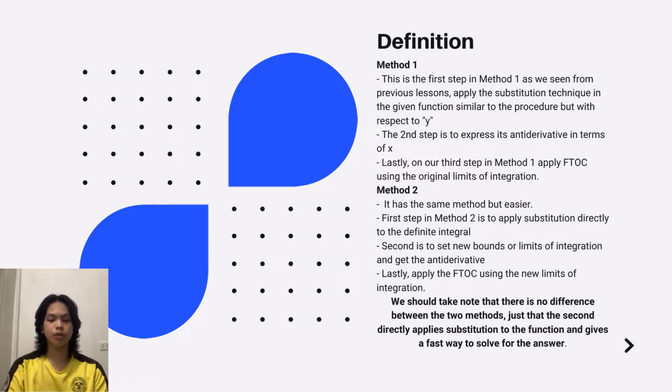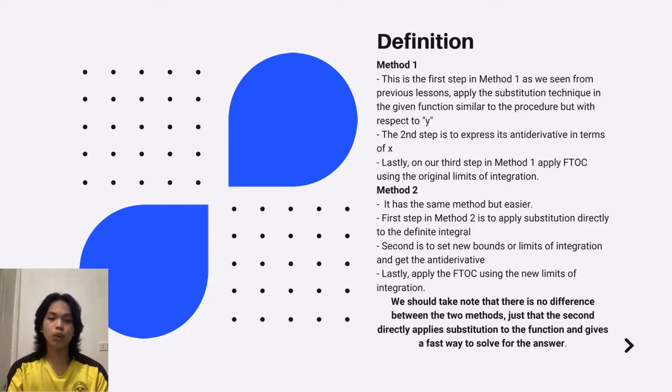Definition of Method 2. Method 2 is actually the same as Method 1, but it's easier. The first step in Method 2 is to apply substitution directly to the definite integral. Second is to set new bounds or limits of integration and get the antiderivative. Lastly, apply the FTOC using the new limits of integration.